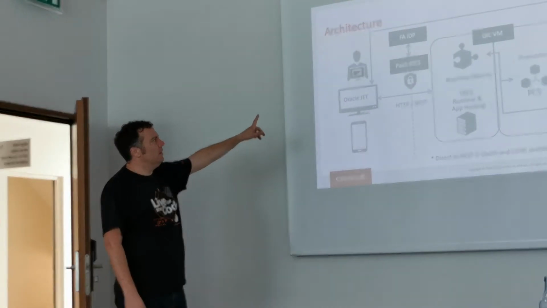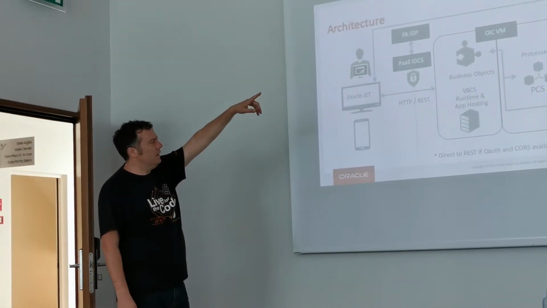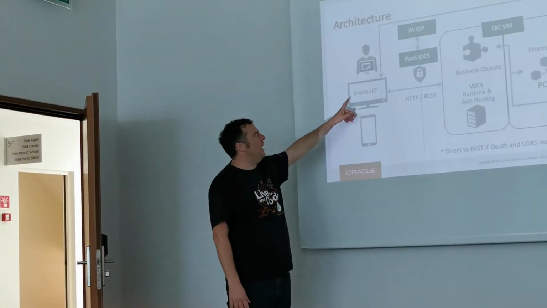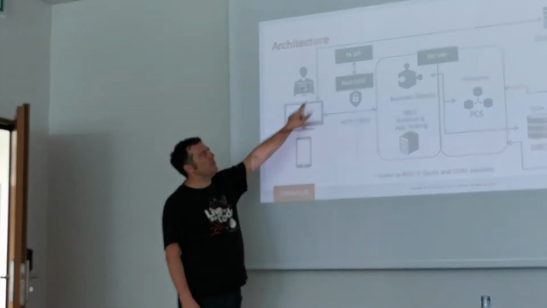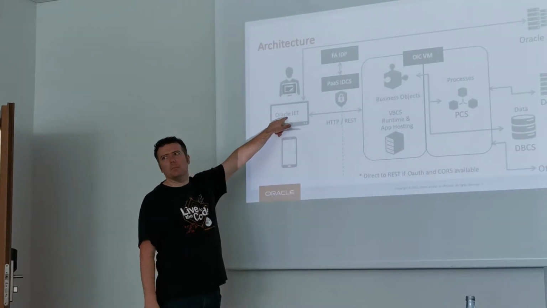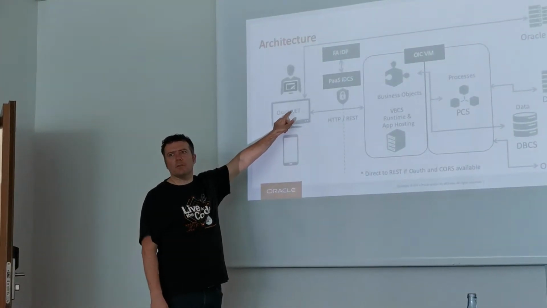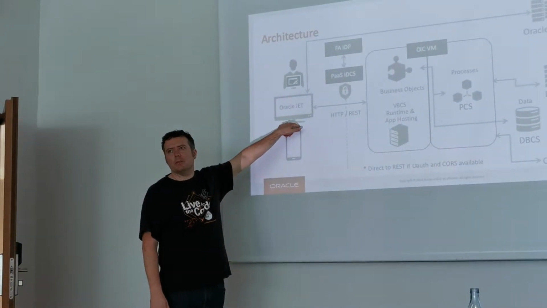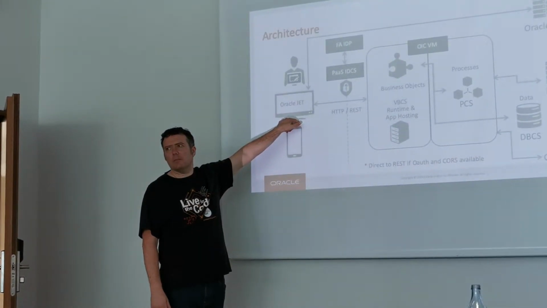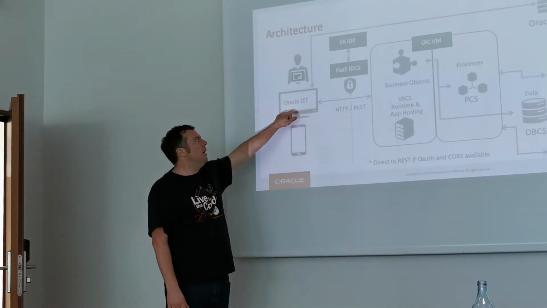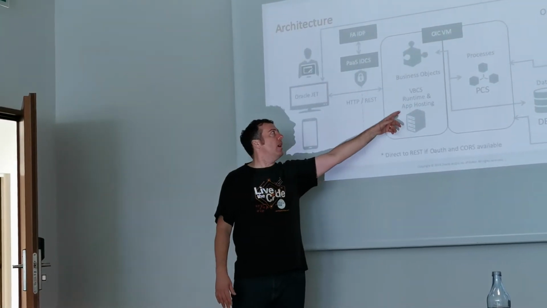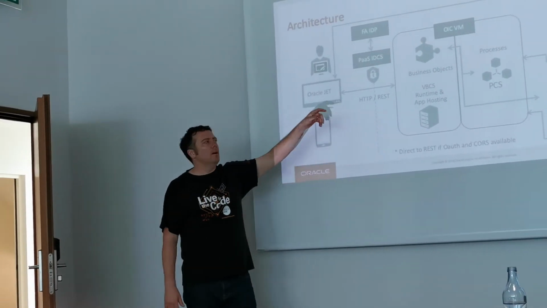If my REST APIs support OAuth and support CORS, then I can call those REST APIs directly from the client. So I load up some HTML, some JavaScript here. That JavaScript says, hey, go call the Fusion Applications Opportunities service and get the list of opportunities, right? It can execute that call straight from the client to Fusion Apps without ever hitting our middle tier.